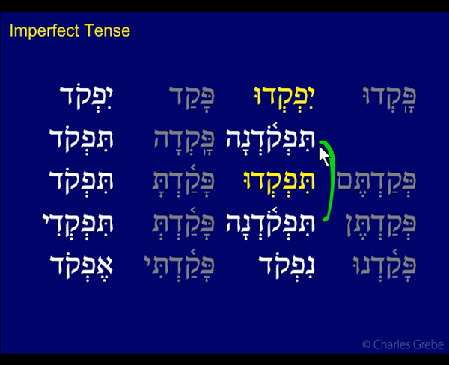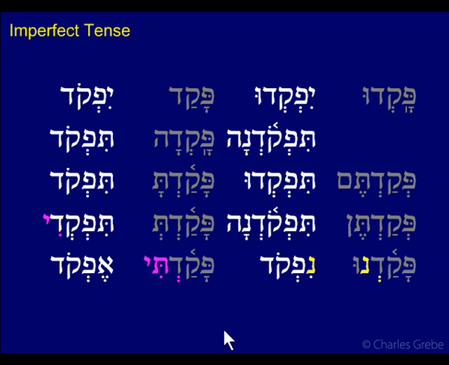We have a similarity, we have an identity here. We have a similarity here, and we have a similarity here. Or identity in these two, I guess I should say, because they're identical forms, and a similarity here. Okay.